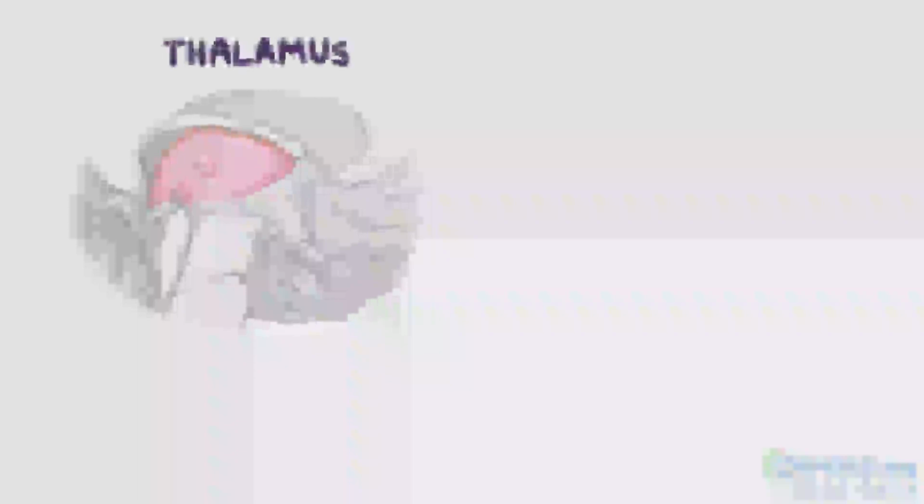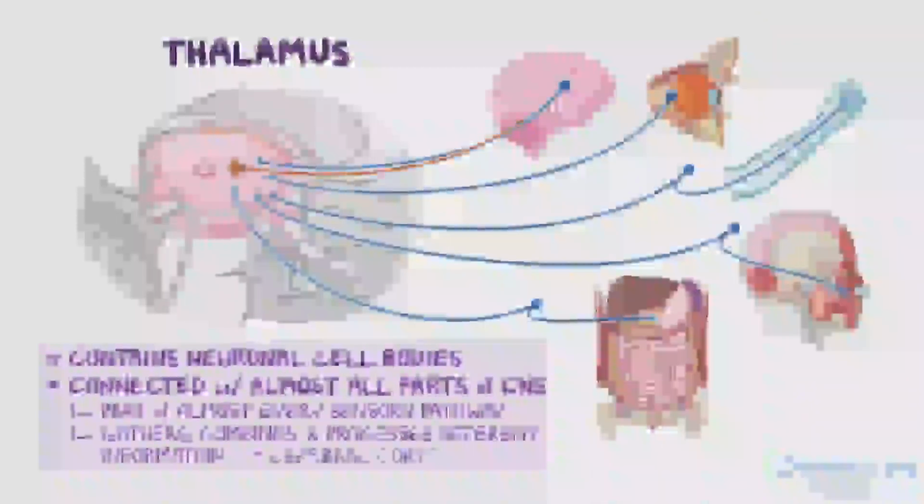Okay, let's take a closer look at the thalamus first, which is an egg-shaped structure made of gray matter that contains neuronal cell bodies. The thalamus is connected with almost all parts of the central nervous system, like the brainstem and the cerebral cortex, enabling it to influence many different processes in the brain. In fact, the thalamus is a part of almost every sensory pathway, where it serves as a major relay station that gathers, combines, and processes afferent information before forwarding it to the cerebral cortex.